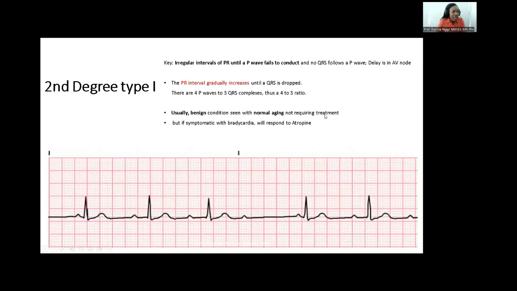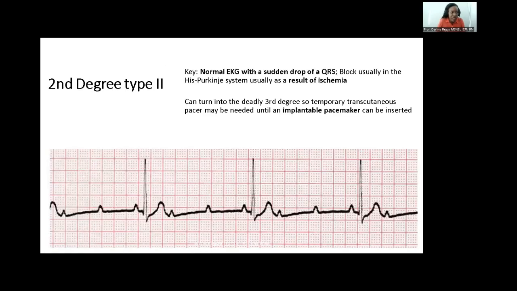Okay. Type 1, if they're symptomatic, we're going to treat with atropine. But if they're not symptomatic, because sometimes that's just from aging, it's usually benign, not a big deal. It's part of getting old. But if they don't have any symptoms, we don't do anything about it. If they have symptoms, atropine. But type 2, because it's ischemia, they're going to need a pacemaker. We'll talk about pacemakers in a moment.